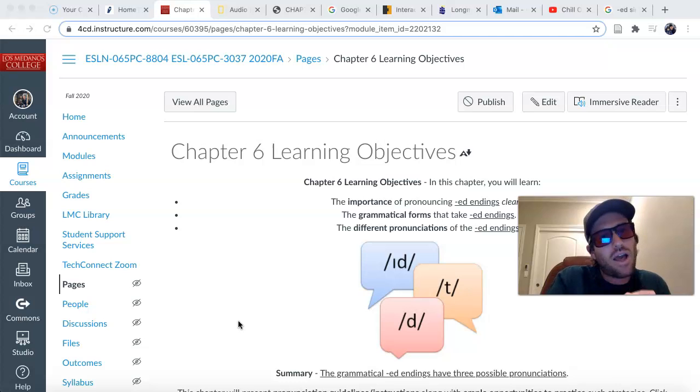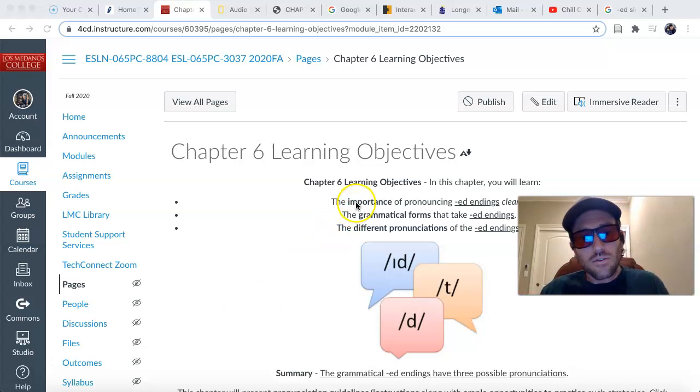Based on the final consonant sound or the final vowel sound, and whether that final sound is voiced, vibration, or voiceless, no vibration, that will dictate how the ED is pronounced. So really similar. I think you're going to find that chapter 6 is going to be very doable, very understandable for you, because the grammatical forms and the ideas that we looked at in chapter 5 on Tuesday are going to be very similar to today.